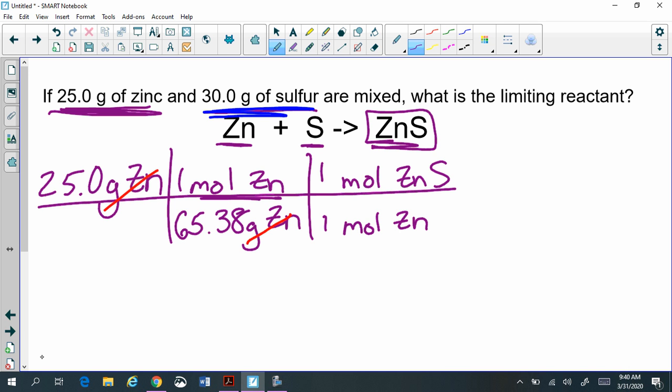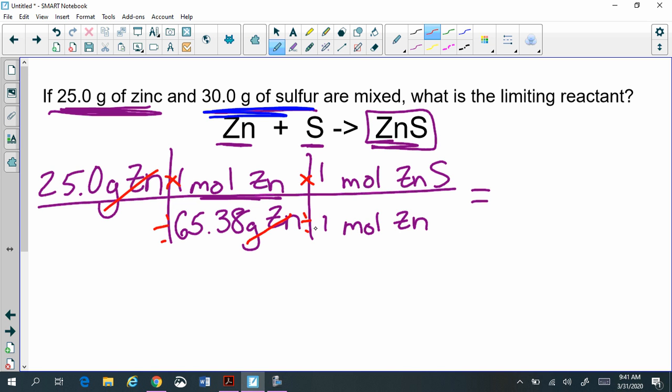Now, if there was an A, B, C, and D part of this problem and it asked you for grams of ZnS, do it right now. Convert to grams of ZnS. But it doesn't. So we're going to stop here and I'm going to solve it. Stoichiometry can be a little flexible. You don't always have to do all the steps, but you always have to do step 3. So, like always, we're going to multiply across the top. We're going to divide across the bottom.